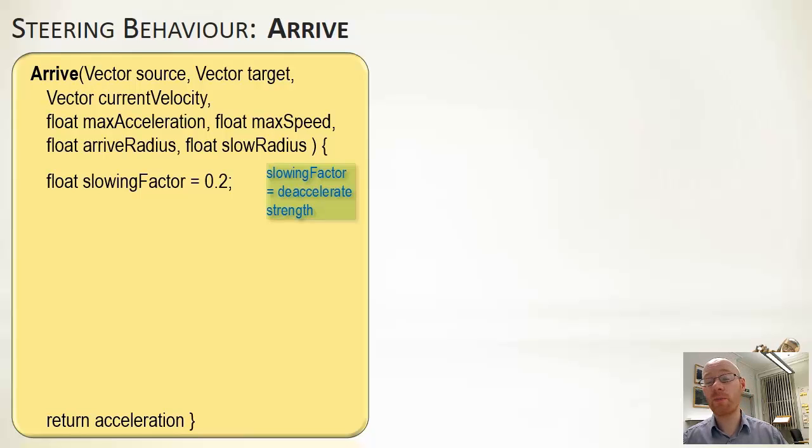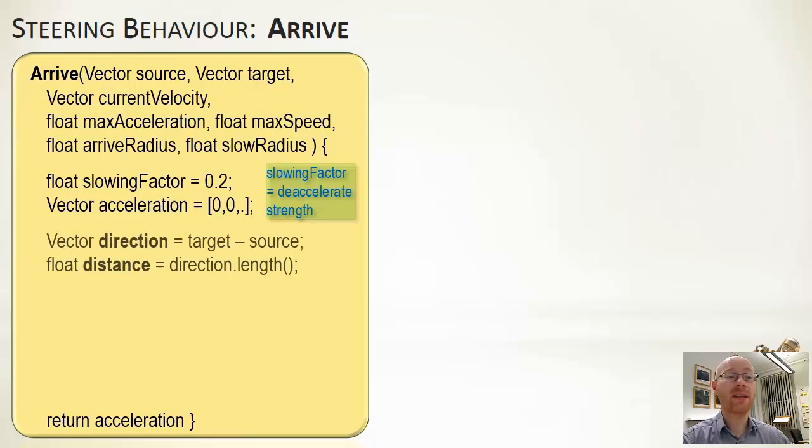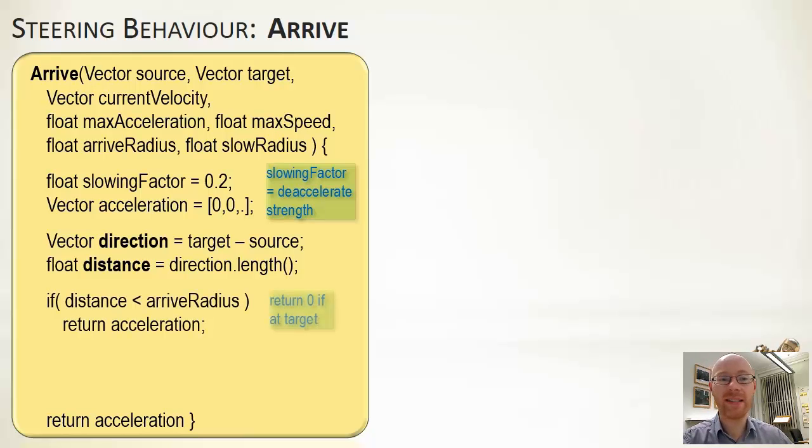We also define our output acceleration, and initially we're going to give it a value of 0. Then we're calculating a few useful things. We're getting our direction vector from the target to the source, and taking the length of that direction vector gives us the distance that we are away from our target location. Now, if the distance that we're away is less than the arrive radius, in other words, we're sufficiently close that we're happy, we'll simply return our acceleration, which has been initialized to 0, so we're not doing much.